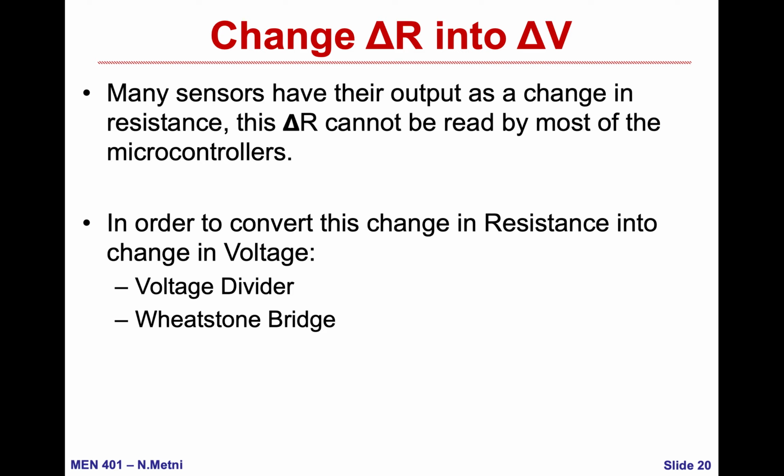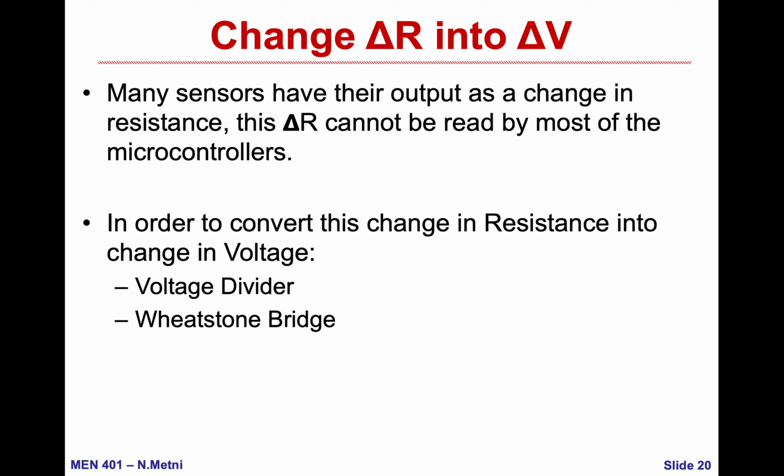So we know that this change of resistance cannot be read as is with any brain that we are using, be it a microcontroller or a PLC. So we need to convert this delta R into a delta V. This is what we will cover in this part. We'll cover two methods, in fact, the voltage divider and the Wheatstone bridge.